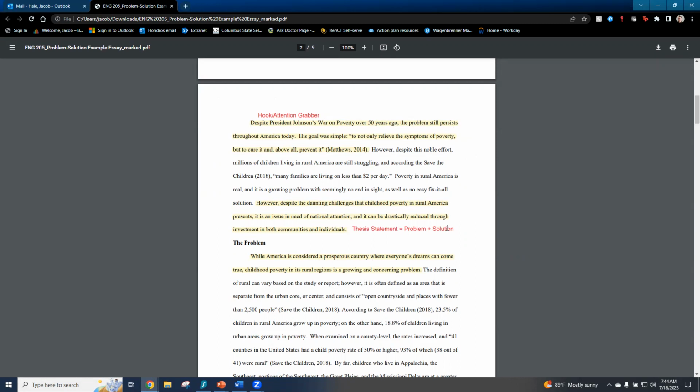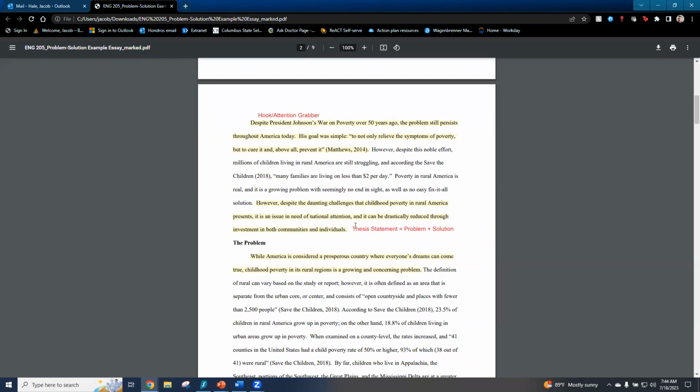Then we have the thesis statement for this paper. And typically, not always, but typically, you want your thesis statement to be the last sentence of your intro. And that is the case with this project. Your last sentence of your intro should be your thesis statement. So this person's thesis was, however, despite the daunting challenges that childhood poverty in rural America presents, it is an issue in need of national attention, and it can be drastically reduced through investment in both communities and individuals.